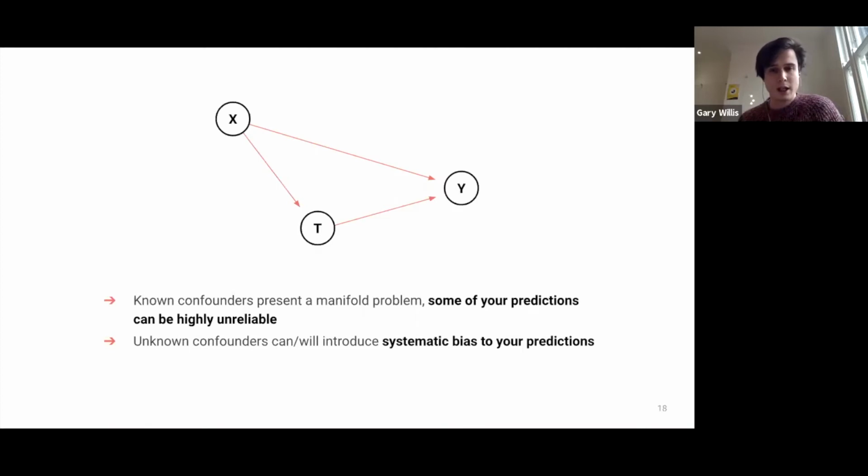I don't want unknown confounders to be the topic of today's talk, but I'll just give you a brief introduction to why they're a problem. Unknown confounders can and will introduce systematic biases into your predictions. The best example I can think of is if you were trying to do this sort of analysis where the treatment is paid search, and you're trying to understand how well paid search is working. So the unknown confounder here could be something like, I ripped my jeans yesterday.